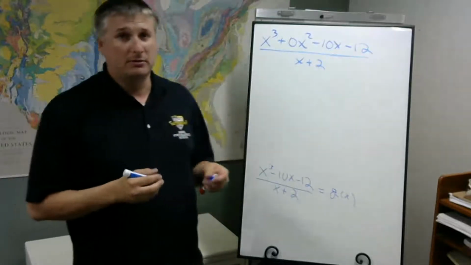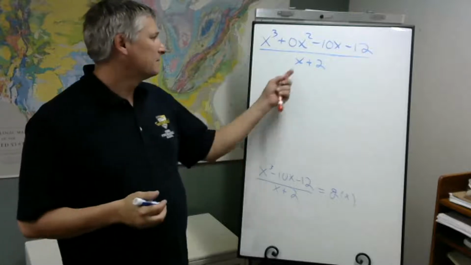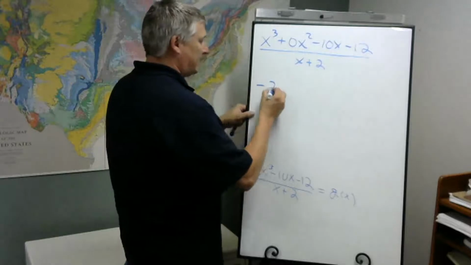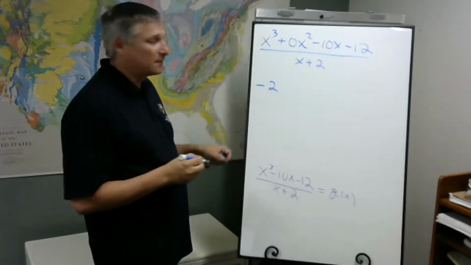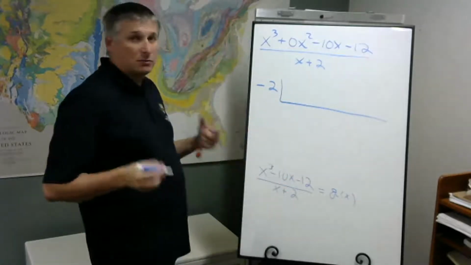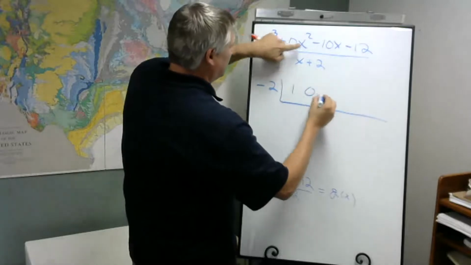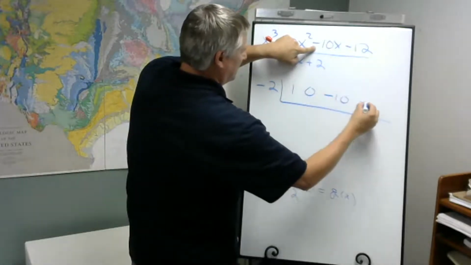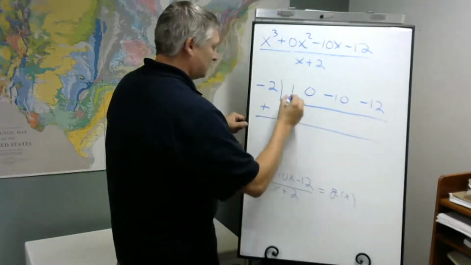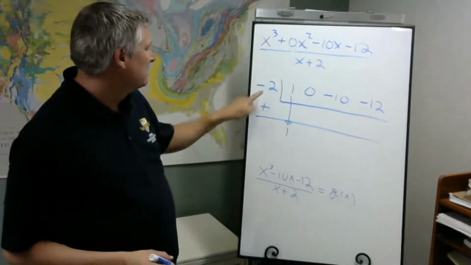So that's what we're going to do. This is the division. To do this division using synthetic division, because this is an x plus 2, a minus 2 to start out synthetic division. Now the coefficients we don't modify. So you have 1, 0, negative 10, negative 12. Bring down the lead coefficient, and away we go.